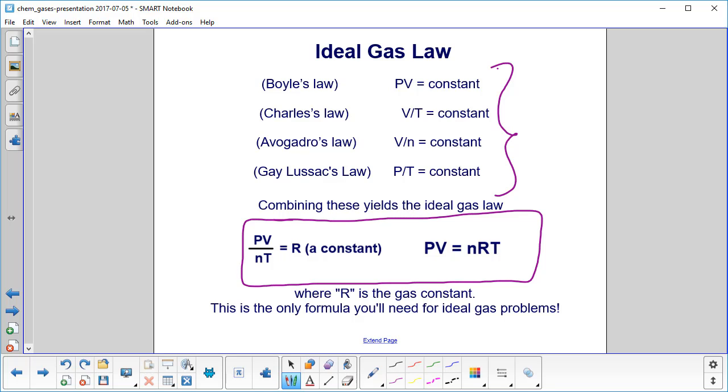PV over nT, n is the number of moles, equals a constant, which is some combination of these guys here. You then just multiply it out, make it all on one line. PV equals nRT. R is the gas constant. This is the only formula you will need for ideal gas problems.